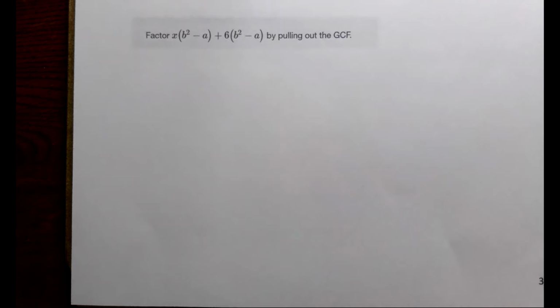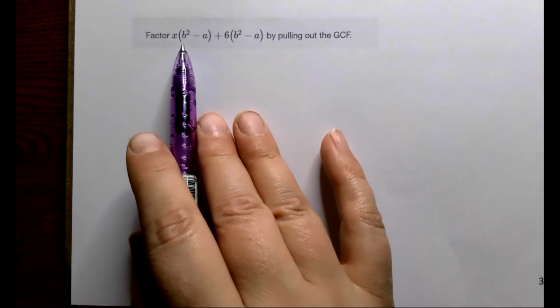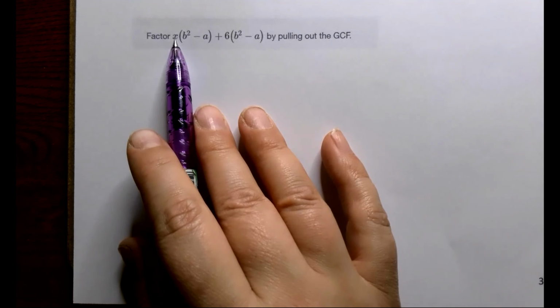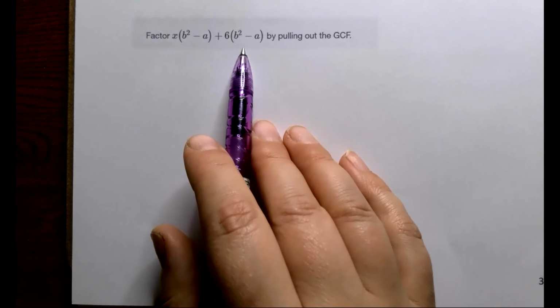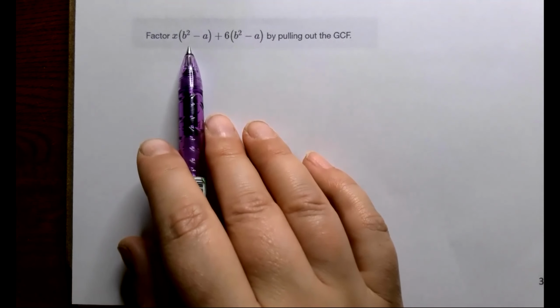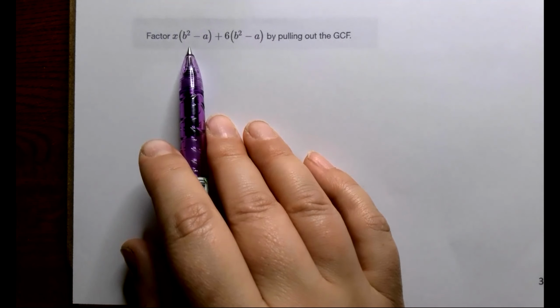All right, so another type of factoring GCF is when your common factor is not just a simple factor like x or y or 3, but it is a group. Like in this case, we have b squared minus a multiplied into x the first time, and the second time it's multiplied into 6. And it is a common factor for both of them. Well, what do you do?